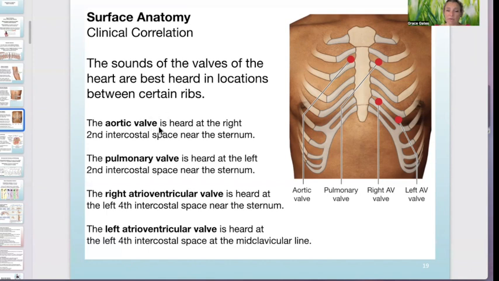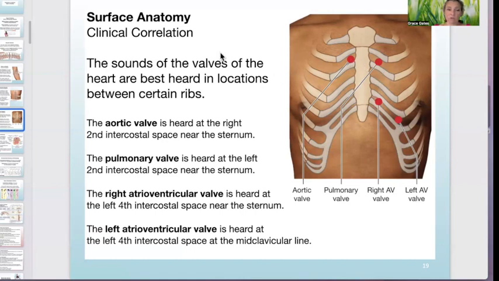So let's take the first dot. The aortic valve is heard at the right second intercostal space near the sternum. So you can palpate and to some extent on some people observe the second rib, and then below it is the second intercostal space, and also easily seen in many people and palpated is the sternum, the bone in the center of the chest. And so those surface markings can be seen and palpated and help us to know where an underlying structure like the aortic valve is, and so on for each of the valves.